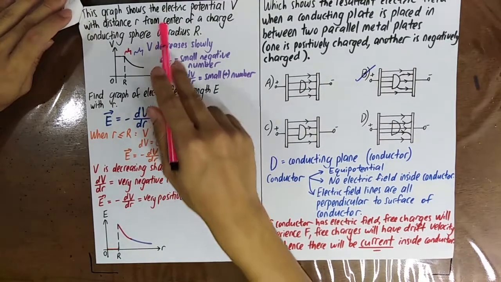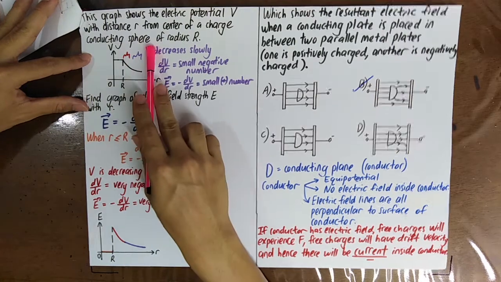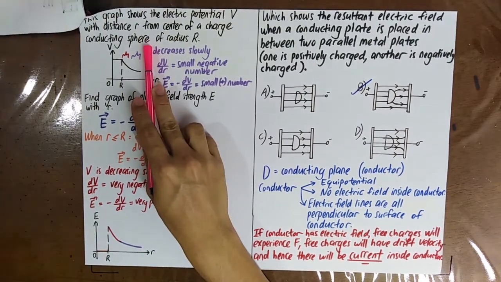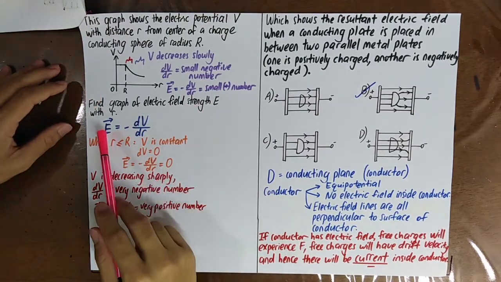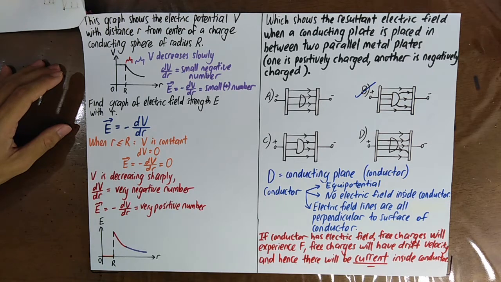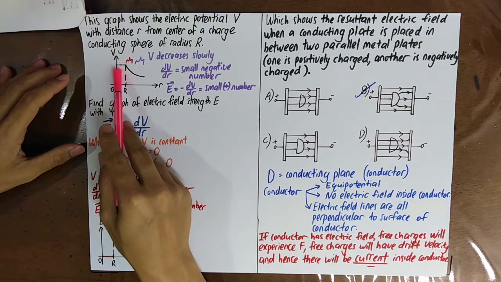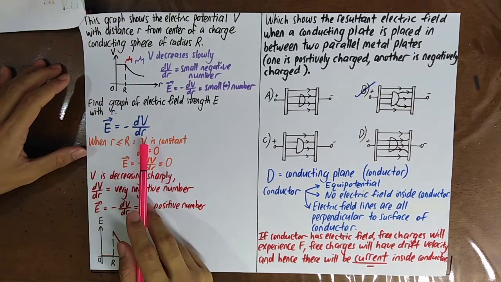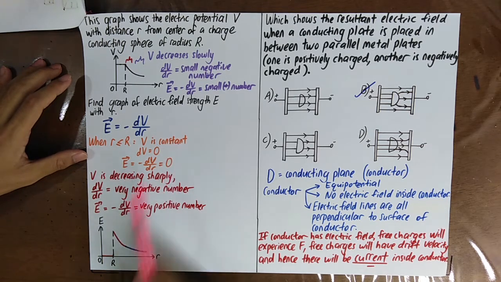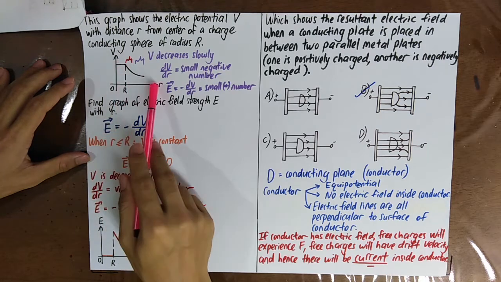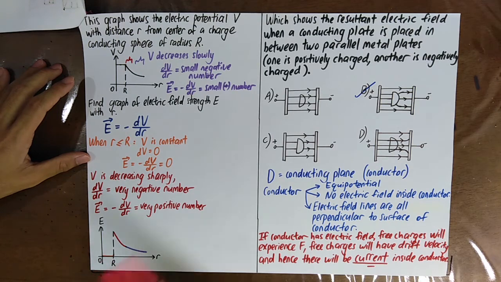So this graph shows the electric potential V with distance r from the center of a charged conducting sphere of radius R. Okay, please find the graph of electric field strength E with r. E equal to negative dV over dr. Okay, so let's take a look at the constant potential first. When the potential is constant, dV is 0, so you know that there is no electric field at all. So when r is smaller than capital R, V is constant, E is 0.